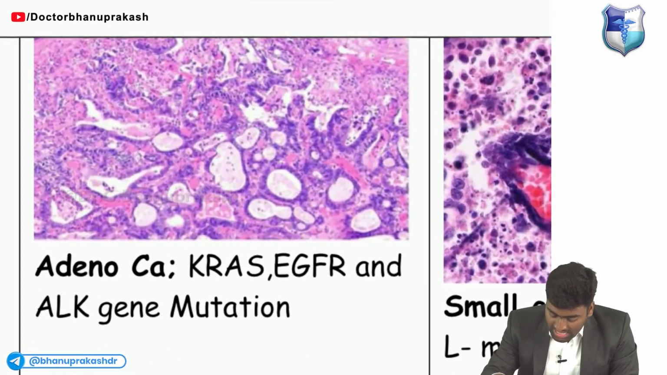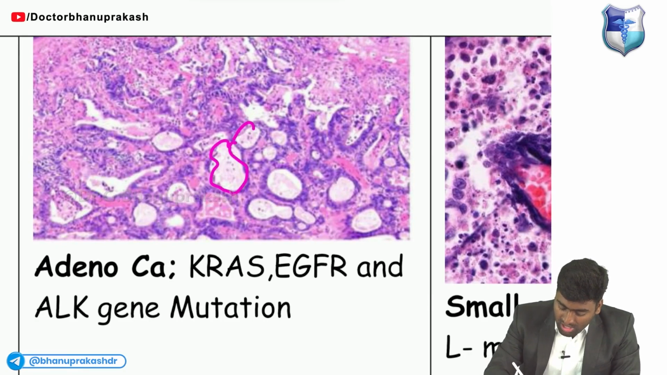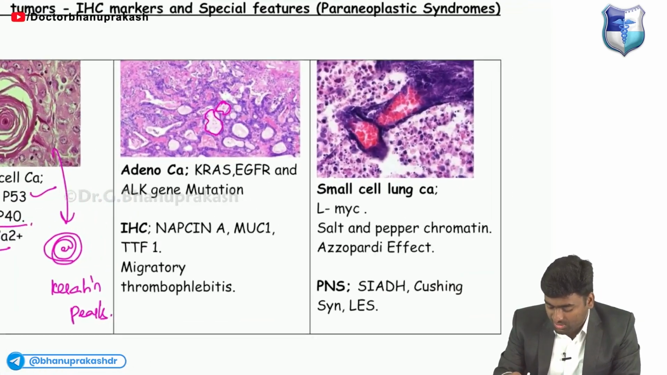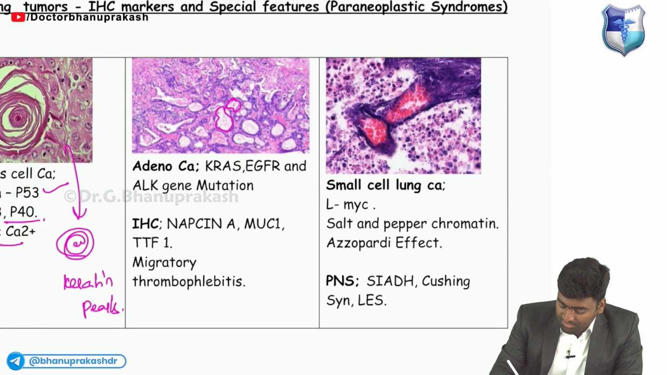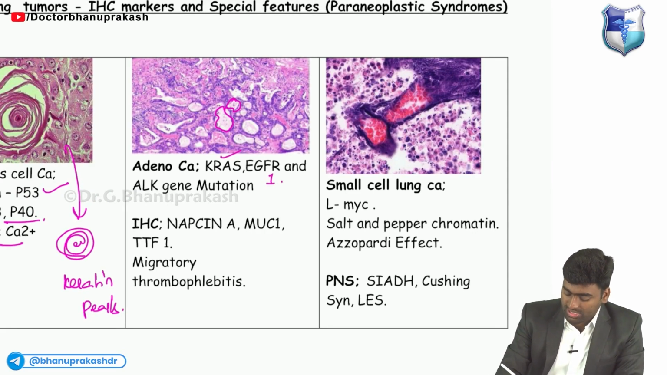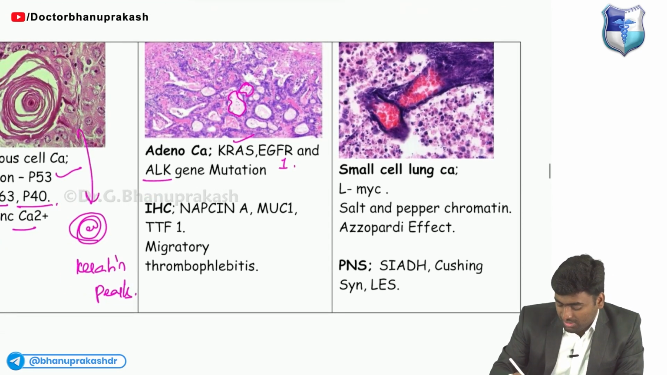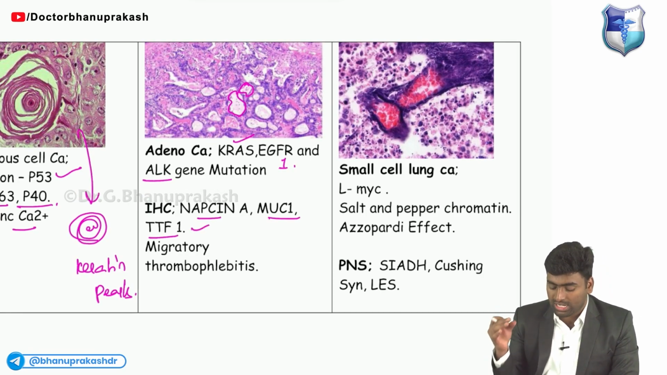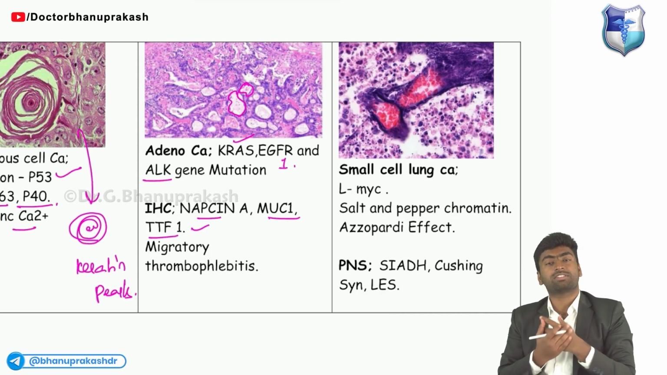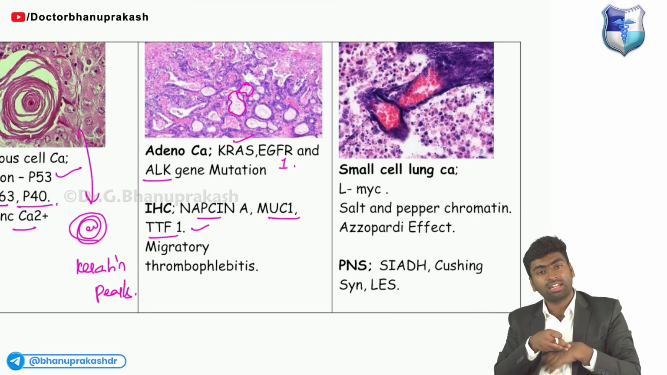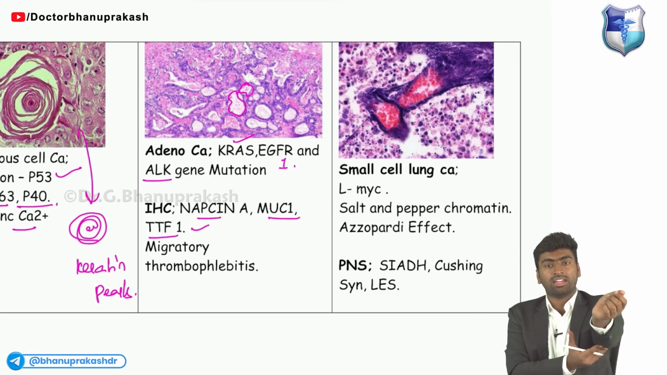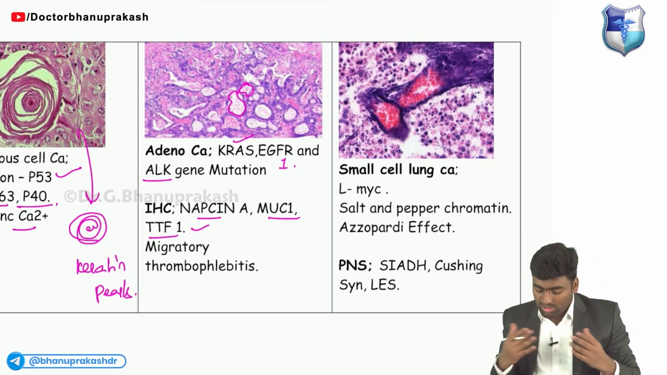Whereas if you are able to see, there is formation of glands. So this gland formation will be seen in the case of adenocarcinoma. We already saw there is the EGFR mutation, KRAS mutation, and ALK gene mutation. All of them will cause adenocarcinoma. And for immunohistochemistry, we will use Napsin, MUC1 and TTF1, and it will cause one paraneoplastic syndrome, which is known as migratory thrombophlebitis. Here there will be vein inflammation, and tomorrow if you see, it will be here, and day after tomorrow it will be here. So it will be like this.